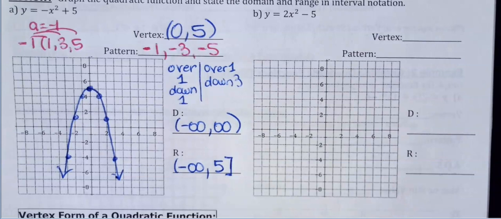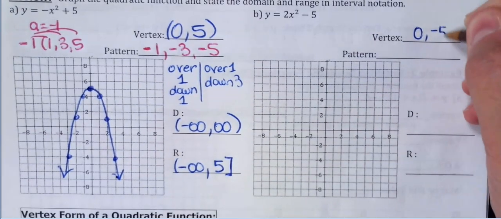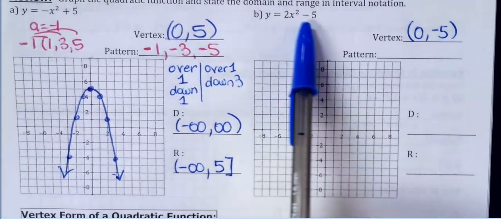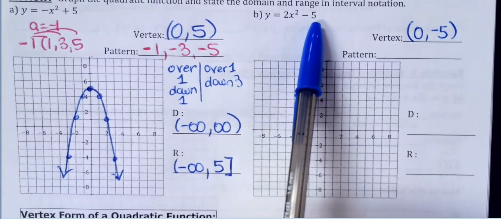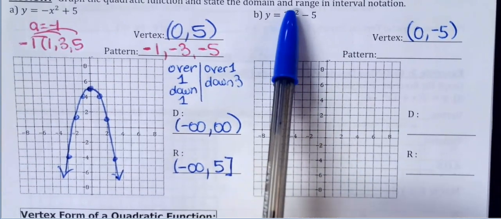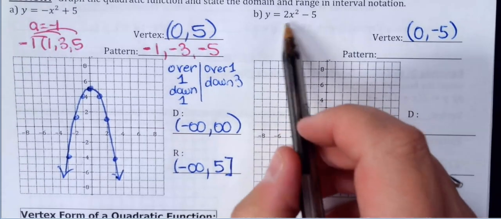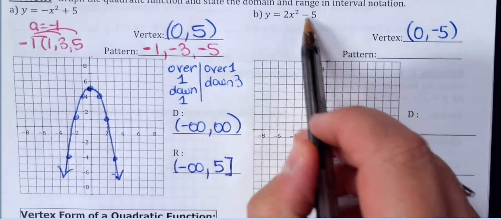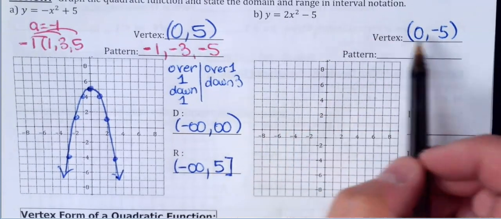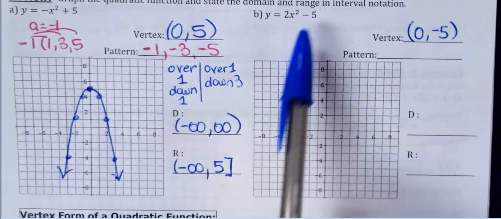Yes, 0, negative 5. This negative 5 is what's going to shift the y coordinate down 5. If you just have an x squared by itself, I don't have any plain x here, we'll deal with that later in the week. But if you just have a plain x squared and then minus or plus a number, x is going to be 0, and then the y is just going to copy that plain number.